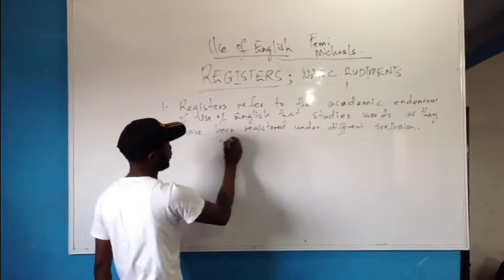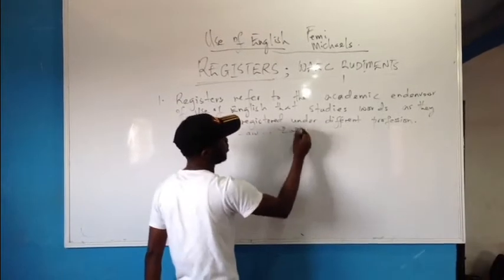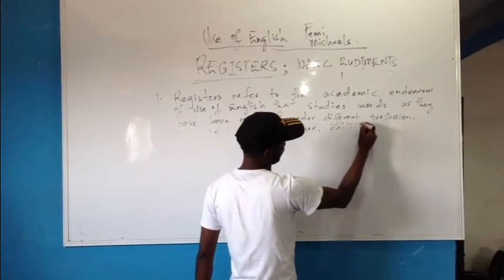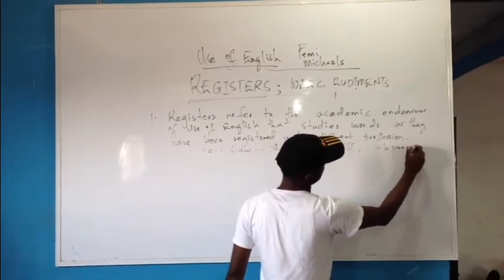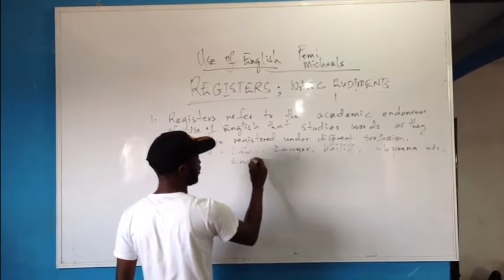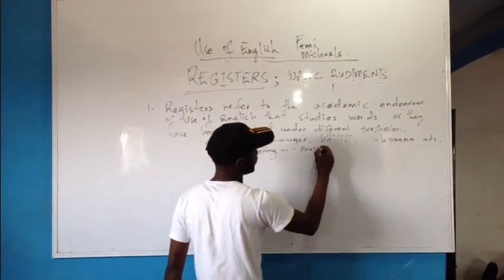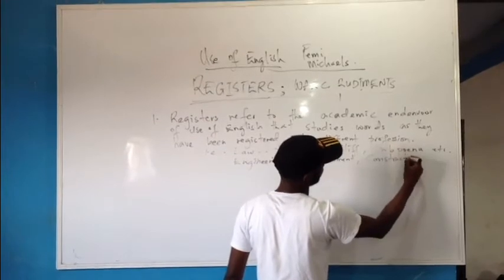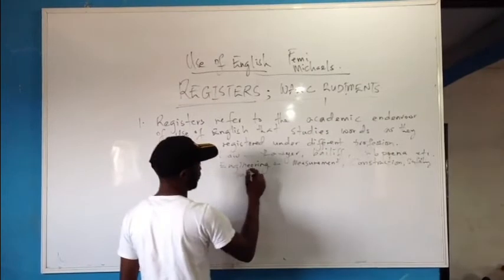An example, law: you could have a lawyer, a bailiff, a subpoena, etc. Same as you can have under the field of engineering: measurement, construction, a safety belt, etc.